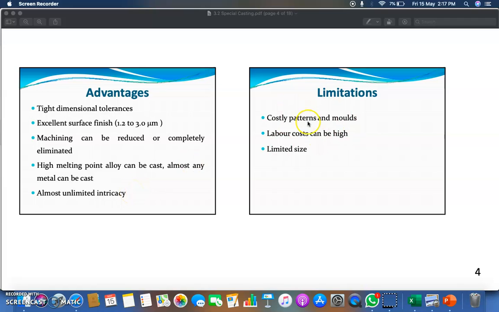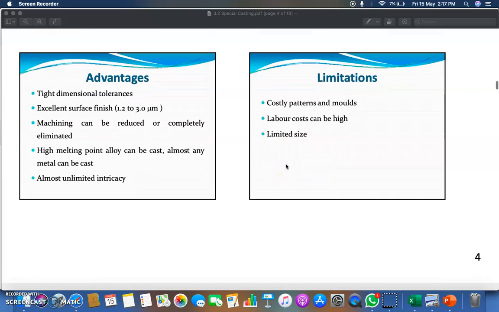Now what are the limitations of this method? It has costly patterns and molds; special casting methods are generally costly compared to simple casting methods. Labor cost can be high because you need highly educated or well experienced labor so that the investment casting parts are not broken while handling. Also there is limited size, and mass production is not optimal with investment casting.